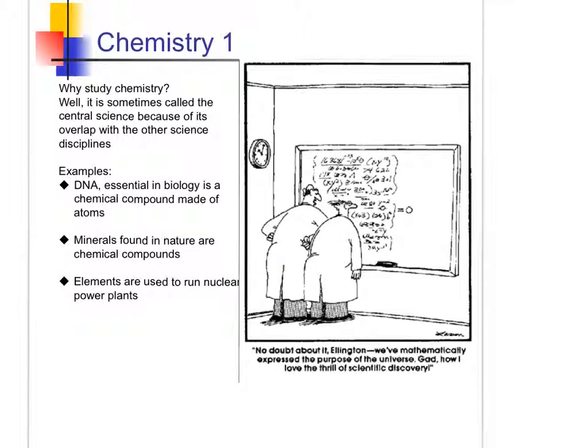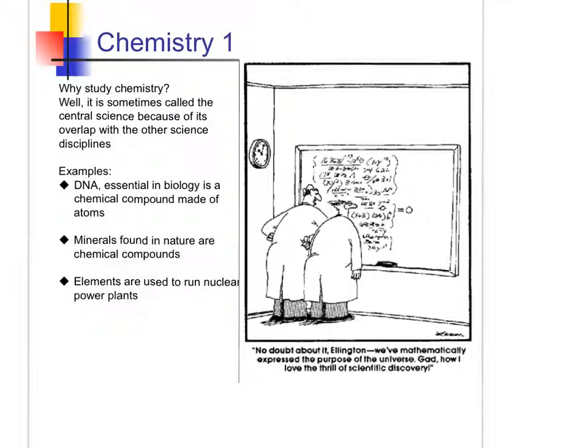Why study chemistry? Well, it is sometimes called the central science because it overlaps with a lot of different disciplines. Biology would not be able to explain DNA without the fact that it is a chemical compound made of atoms, and we will be looking at that later on. Minerals that you studied most likely in 8th grade physical science, or 8th grade earth science, are chemical compounds again, and they're very specific.